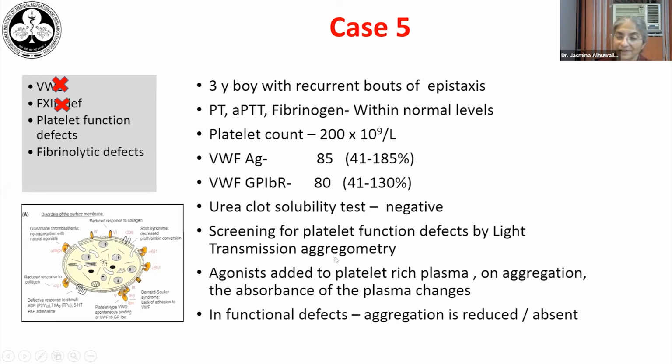So we can screen for platelet function defects by light transmission aggregometry. Here, instead of taking the platelet poor plasma, which we take for routine coagulation testing, we need the platelets. So we take the platelet rich plasma, and to this we add these agonists: collagen, ADP, epinephrine, and arachidonic acid. Then a beam of light is passed through this in the equipment, and as the platelets aggregate, the absorbance of the platelet-rich plasma changes. So the light transmission through the sample changes, and this can be measured as a curve on the aggregometer. In functional defects of platelets, the aggregation may be reduced or may even be absent.